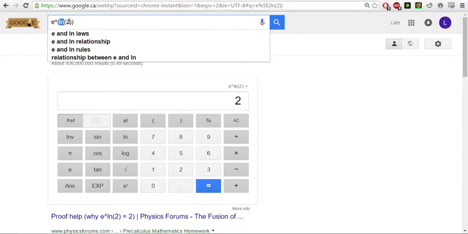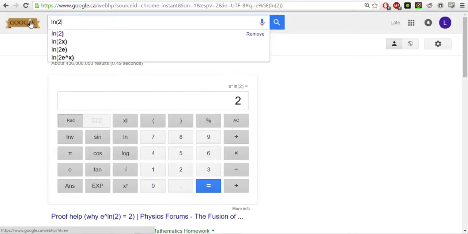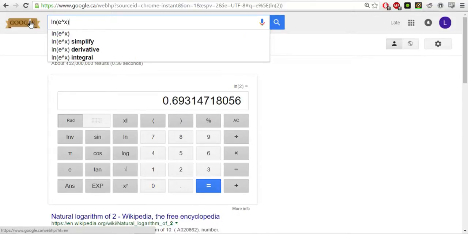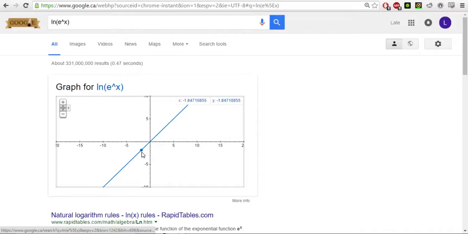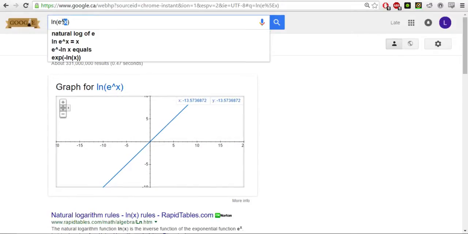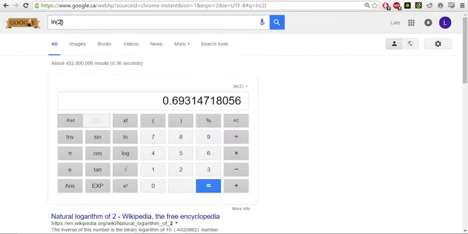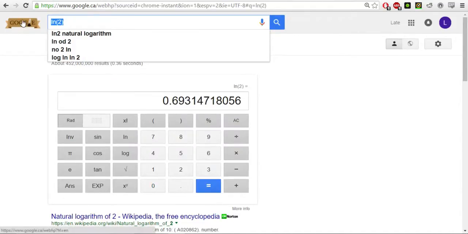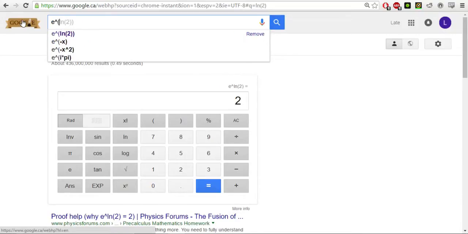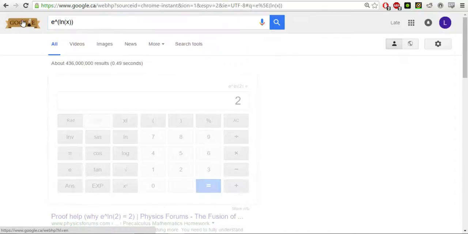ln is a tool that is built so that if you do ln of e to the x, you get x. This is all ln is for. And if instead of putting e to the x, you put 2, you get this value. And ln of e to the x is x, and e to the ln of x is also x.